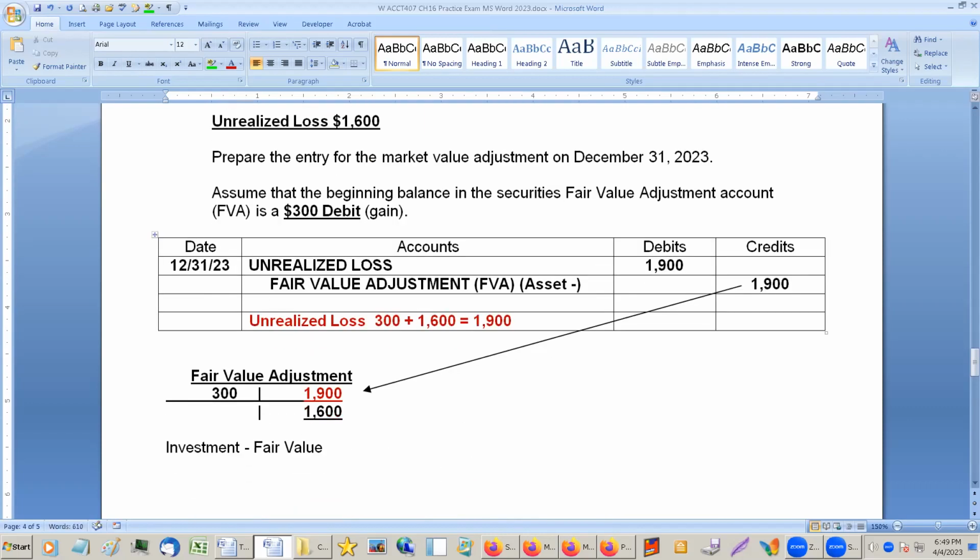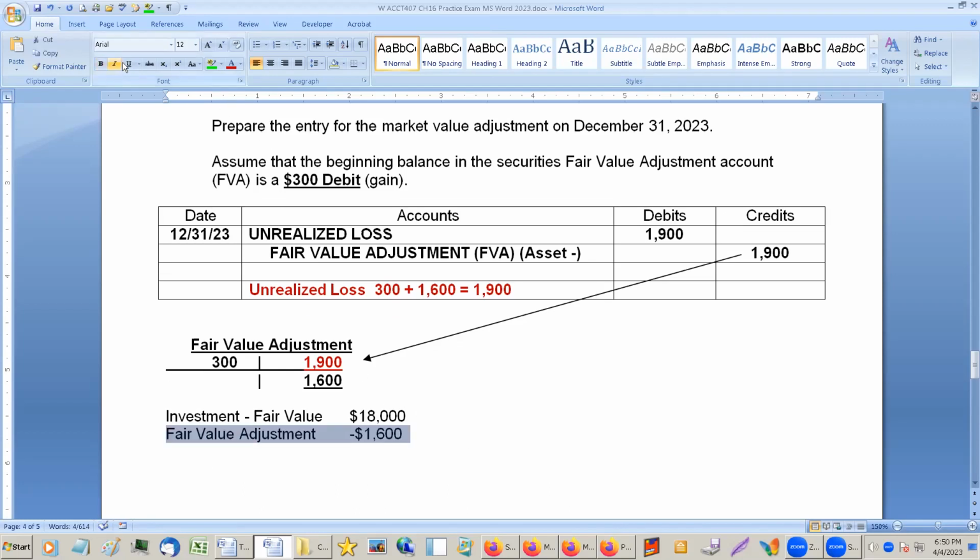18,000. And this will be the net investment, or maybe a better way to say it is investment at market value. Which is what we want it to be.